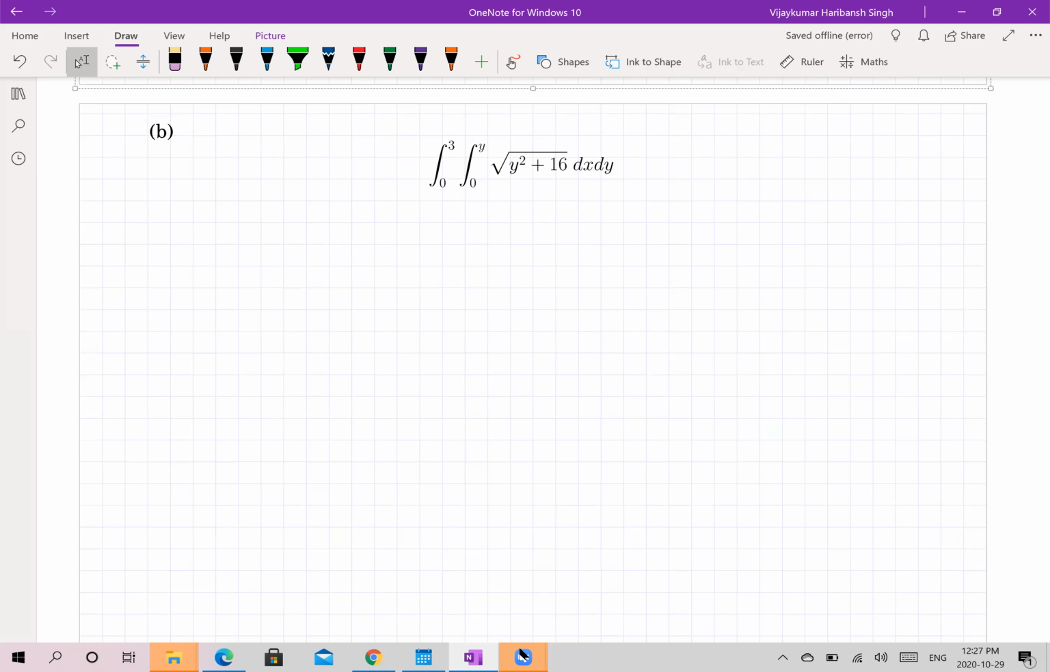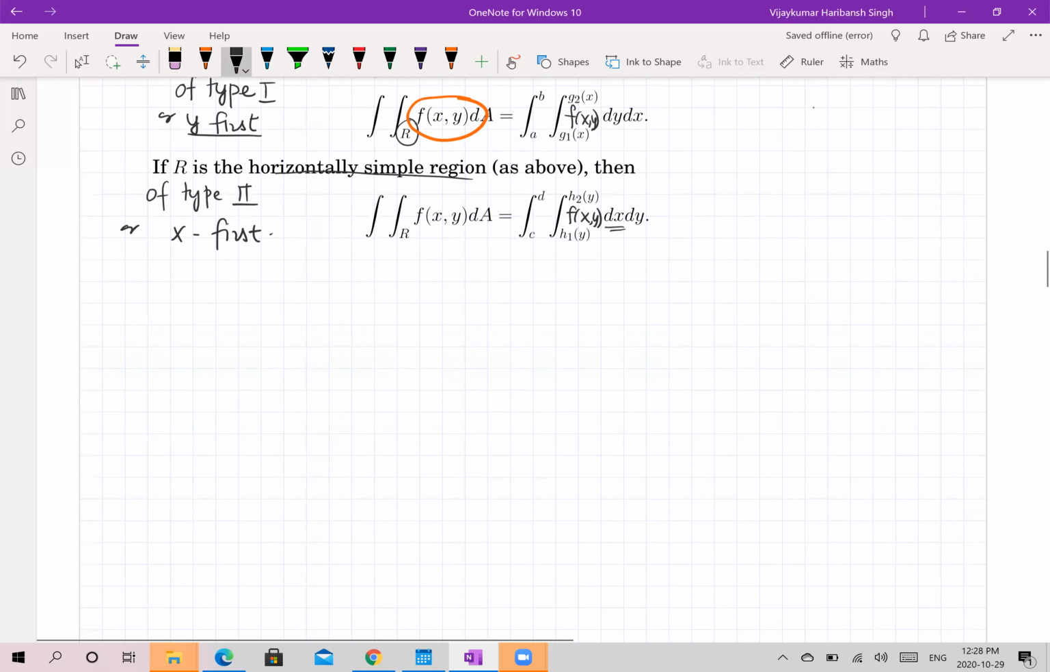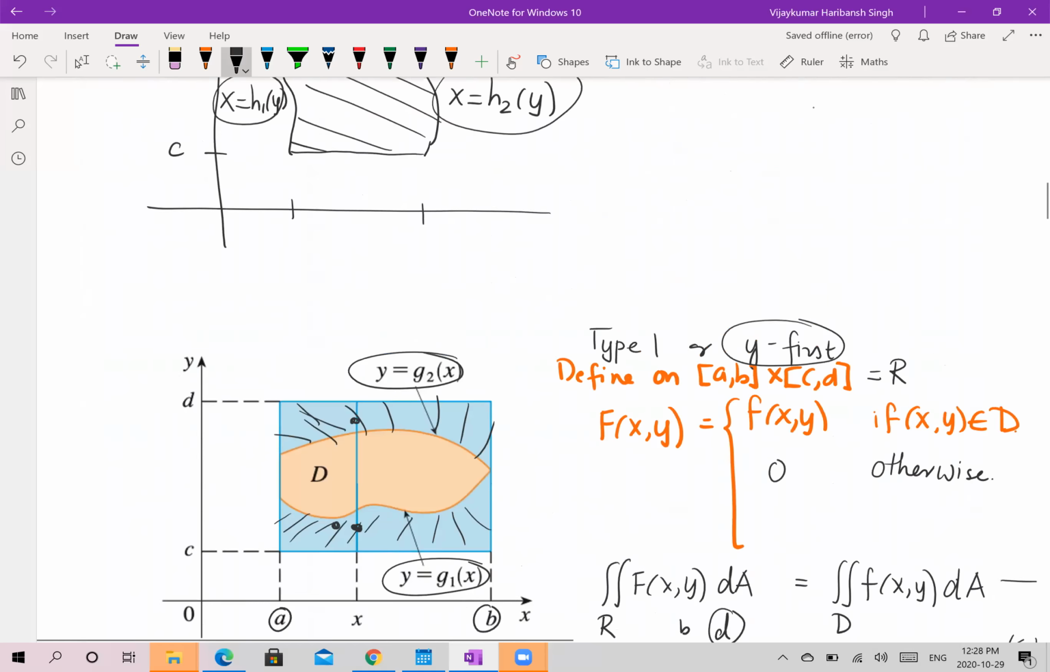Let's look at the following problem now. Again, I will first draw the region D. So again, here we have your x changes from 0 to y. So in this case, it's a type 2, or it is an x first region. Okay, so it is type 2.